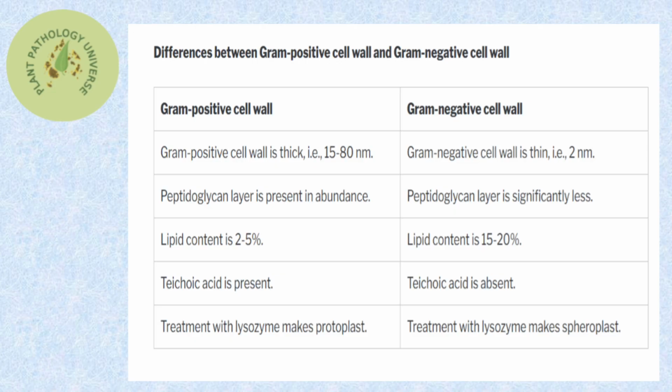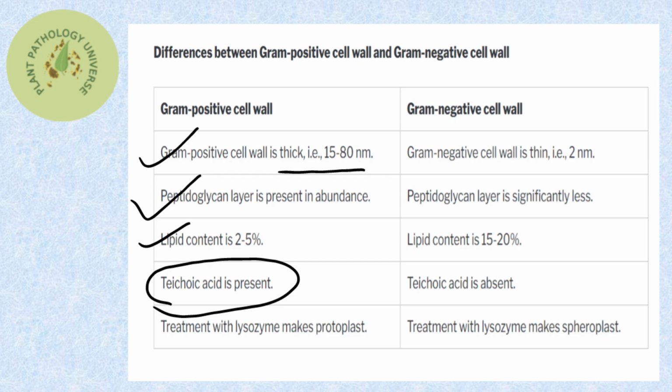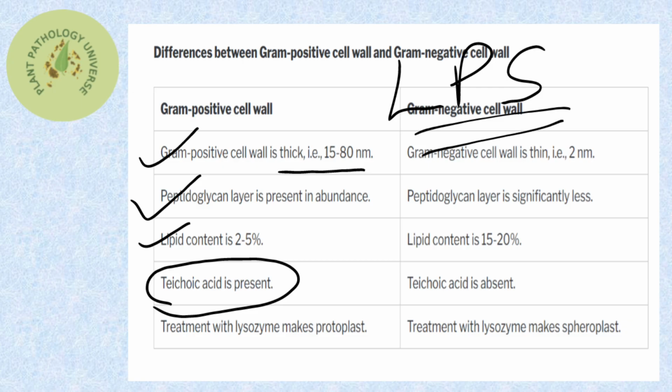Now next you can see whatever we have discussed is basically given here in tabular form. First, in gram positive, obviously high concentration of peptidoglycan, so it should be thick. Secondly, peptidoglycan layer is present in abundance. Thirdly, since the peptidoglycan layer is in abundance, obviously the lipid content is less. And here the most important component, that in gram positive cell wall there is a teichoic acid which was absent in gram negative cell wall. Similarly, in gram negative cell wall there was the lipopolysaccharide which was present, which was absent in gram positive cell wall. So the role of lipopolysaccharide is that it will have the antigenic properties.